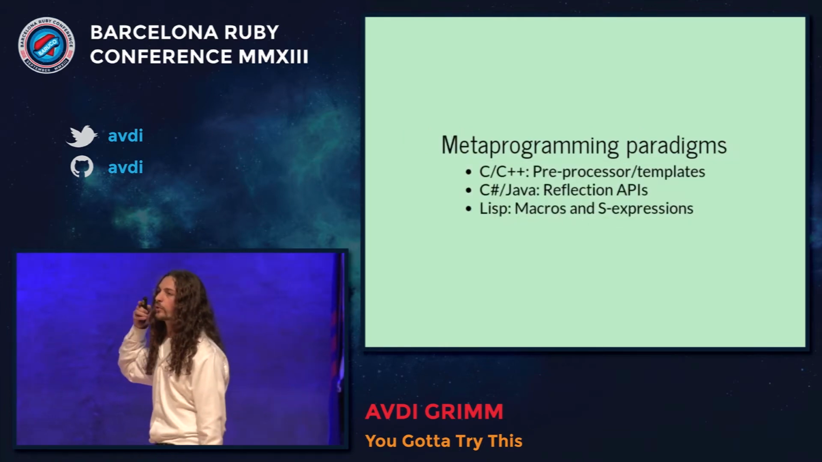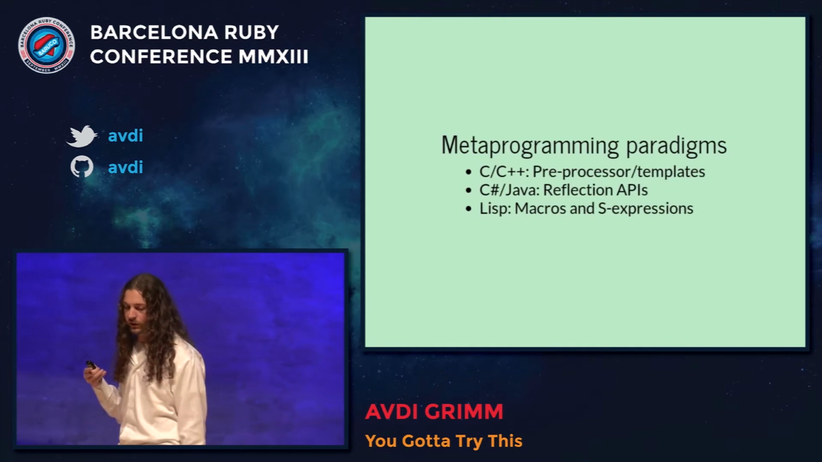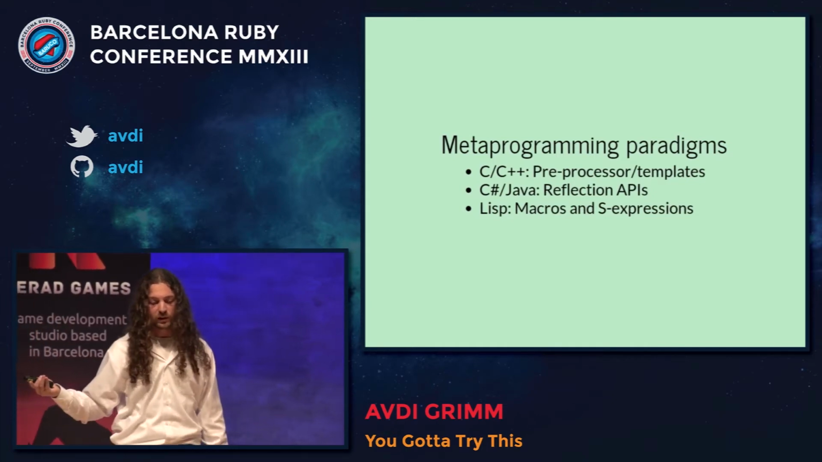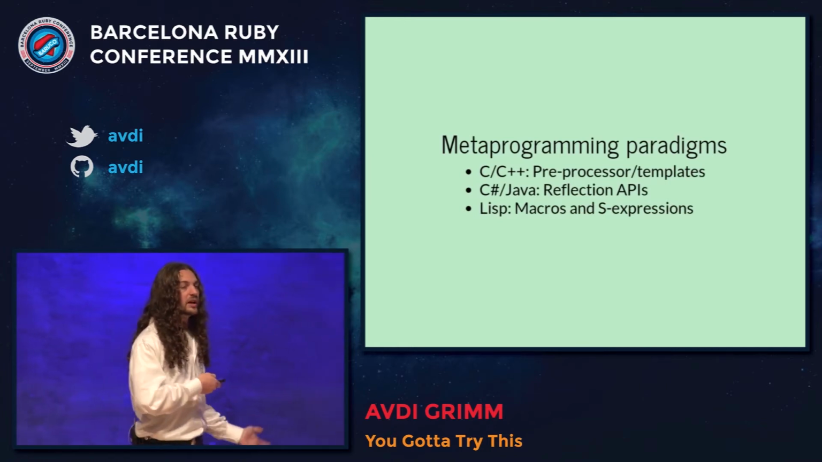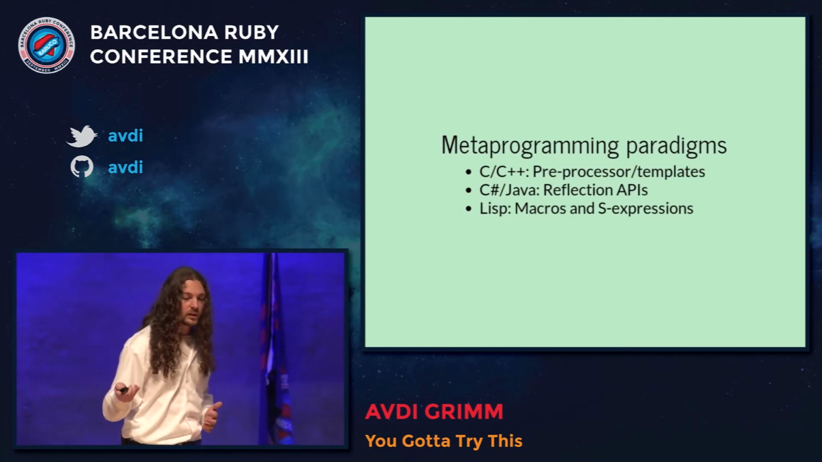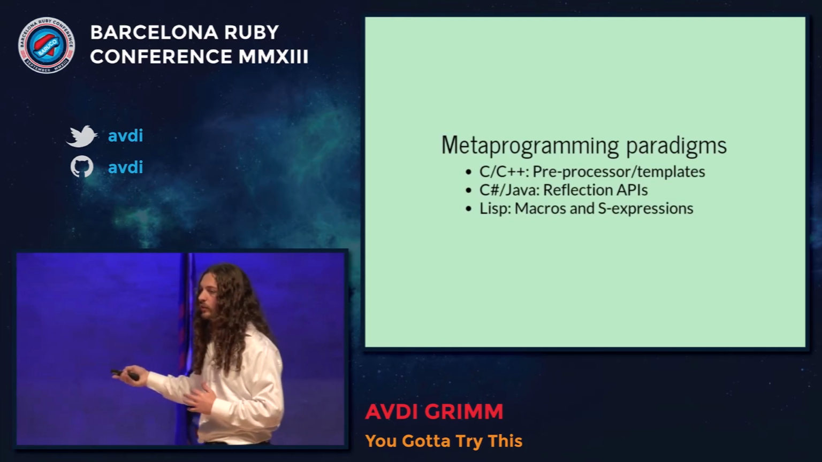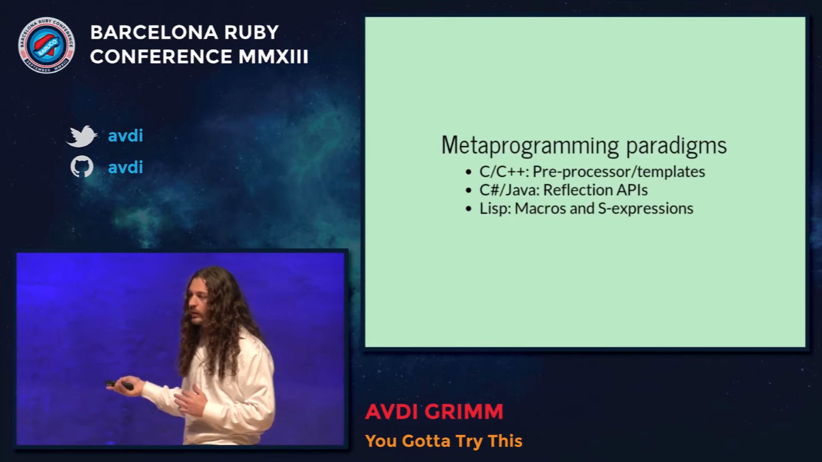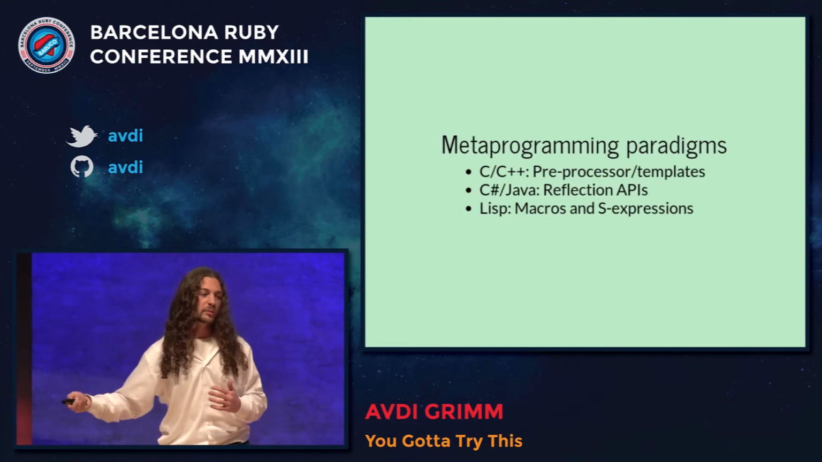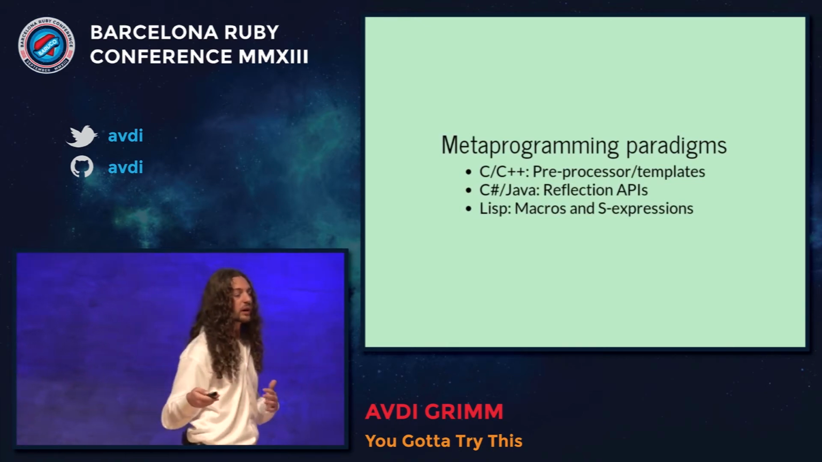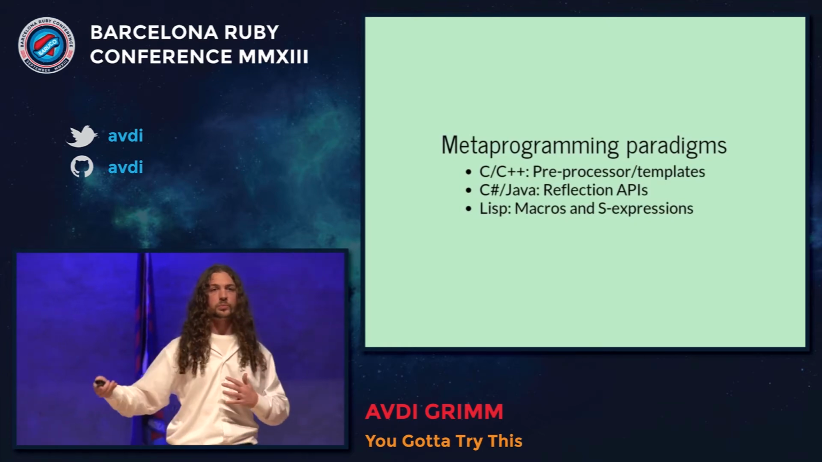Now, Ruby, of course, is not alone in allowing you to metaprogram. Many languages have metaprogramming facilities. In the C and C++ family, we used preprocessor macros or template metaprogramming. In C# and Java, you have these elaborate reflection APIs that allow you to generate classes on the fly. Lisp, of course, is famous for its metaprogramming abilities because everything is composed of S expressions, and then you can apply macros to those S expressions which make up the code.